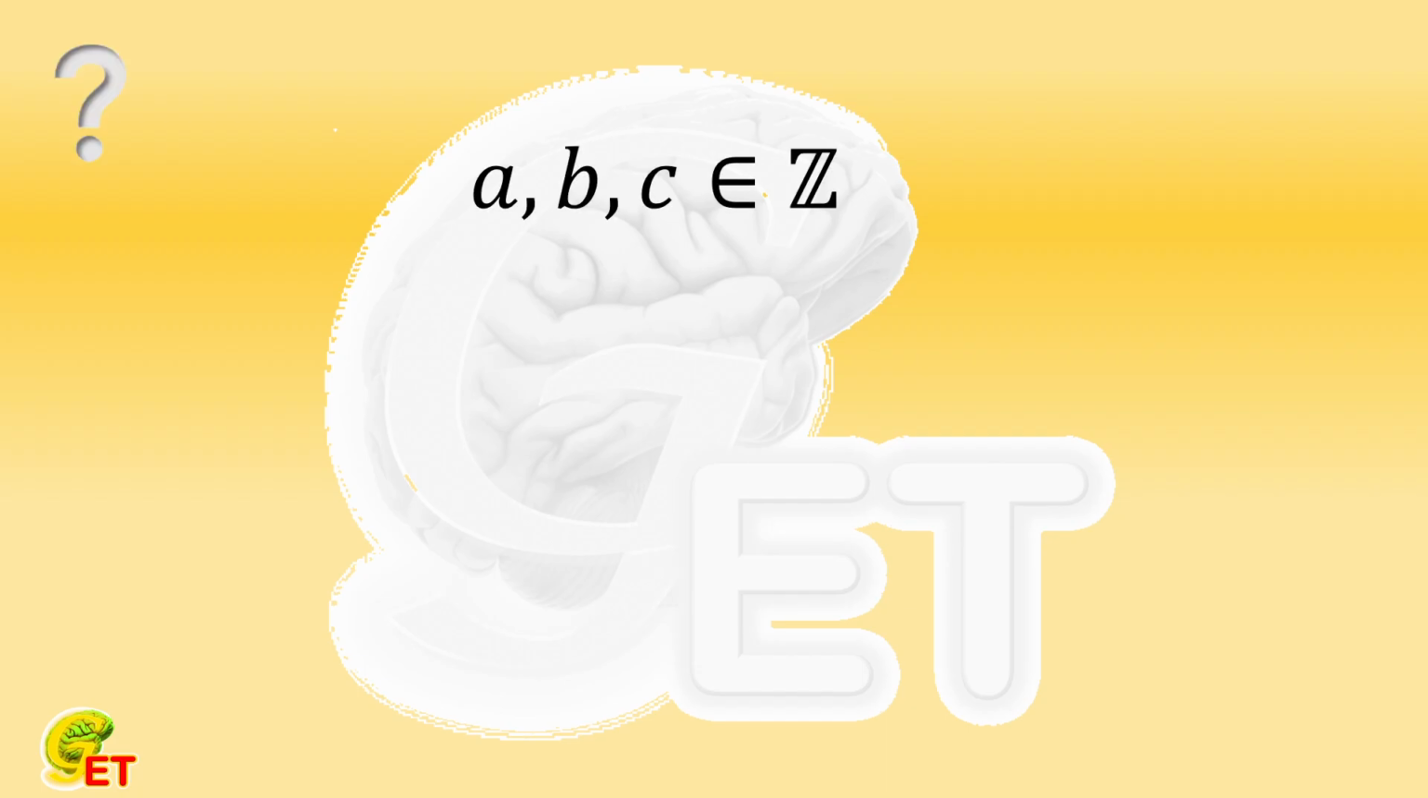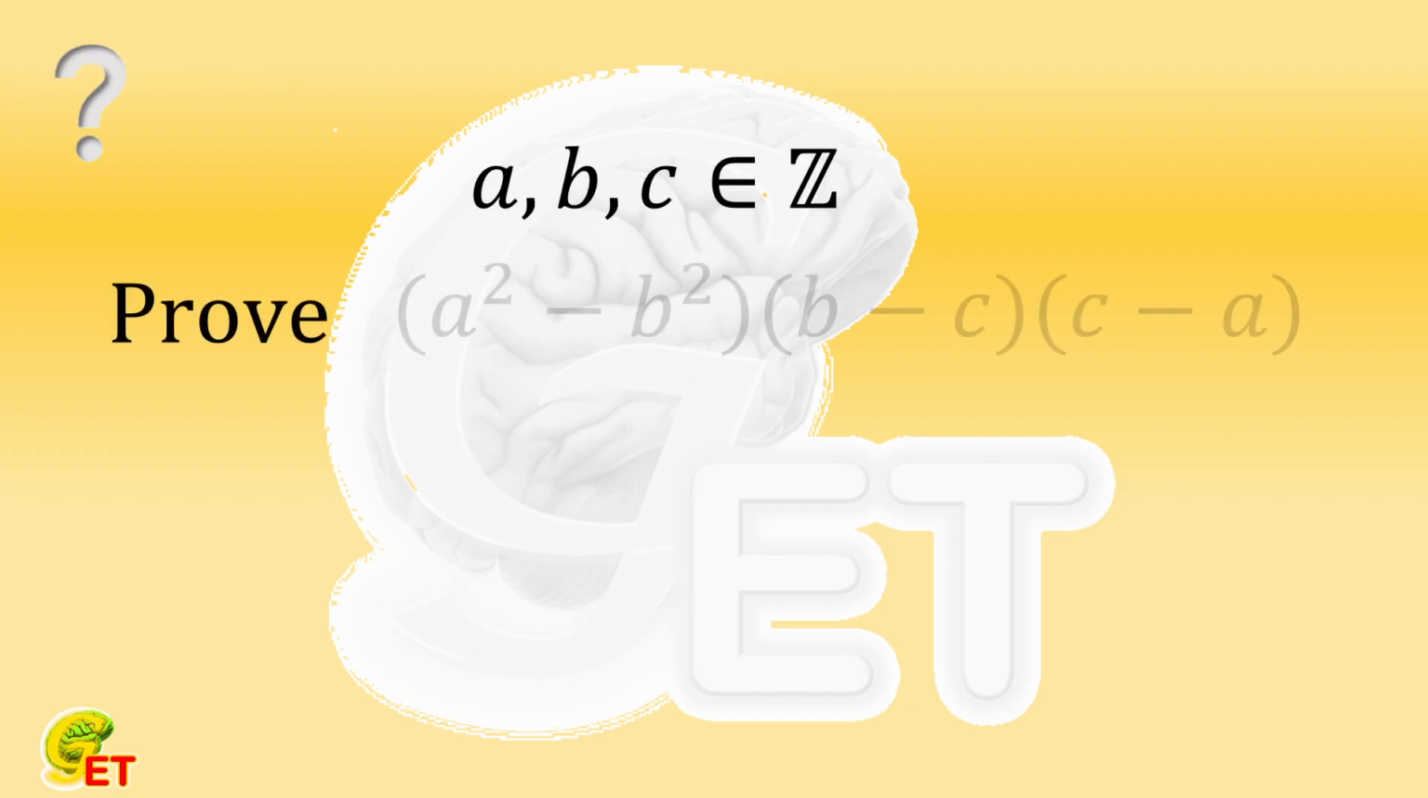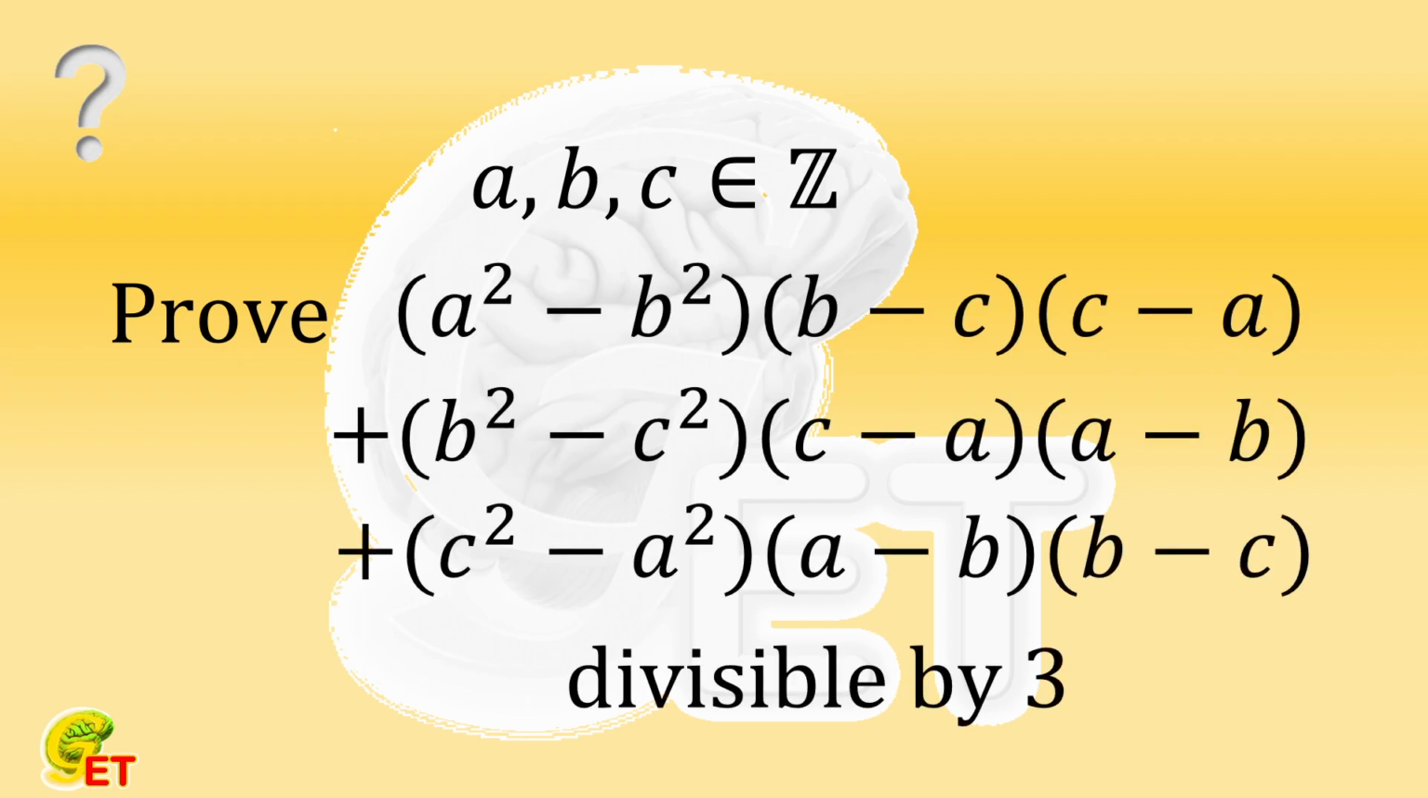A, B, C are three integers. Then how to prove that the value of the following complex expression is divisible by 3? Why not give a try, and we will come back soon.